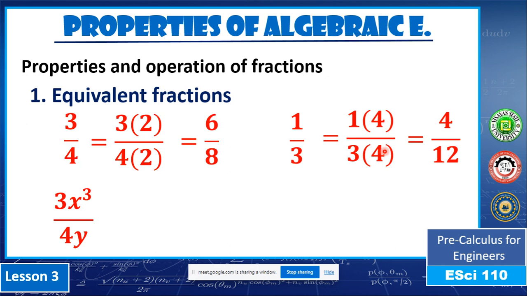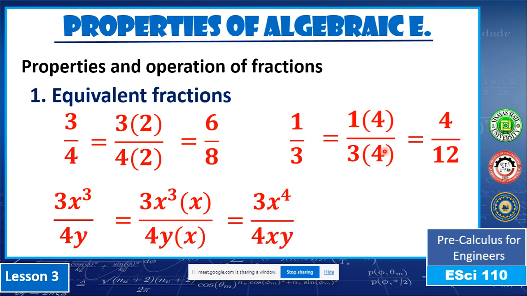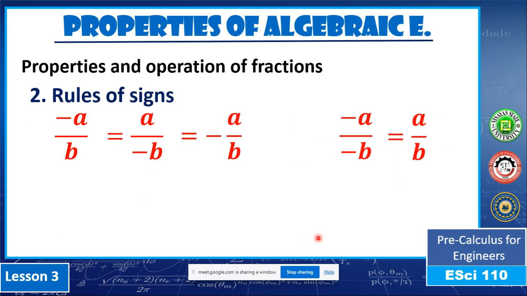So for algebraic expression examples, for example, we are given 3x cubed over 4y. So we're going to multiply the numerator and the denominator by x. So we have an answer of 3x to the 4th all over 4xy. So this new expression is still the same as the original expression, 3x cubed over 4y. So these are equivalent. So these are examples of equivalent fractions. So ito. Next, we have rules of signs.